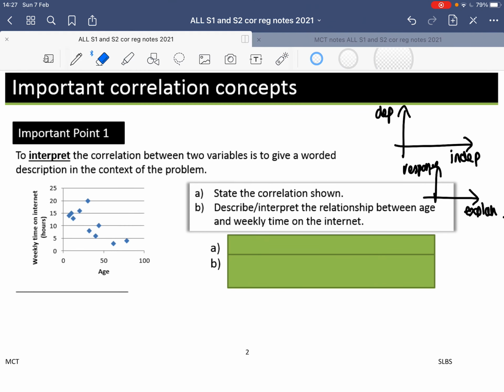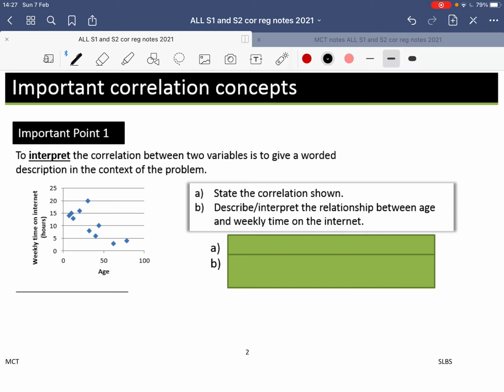Okay, important correlation concepts. Obviously, if I'm going too quickly, just pause me so that you can do your notes, all right? So important point 1, to interpret the correlation between two variables is to give a worded description of the context of the problem. So state the correlation, I'm looking for strong, weak, positive, negative.